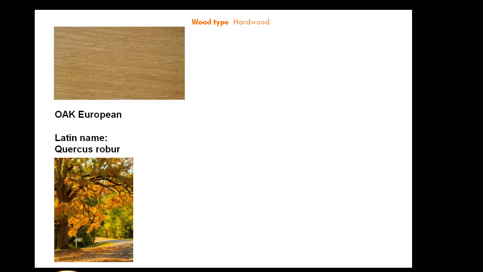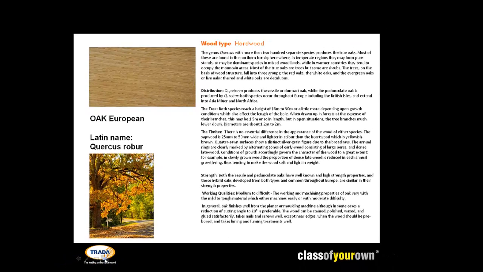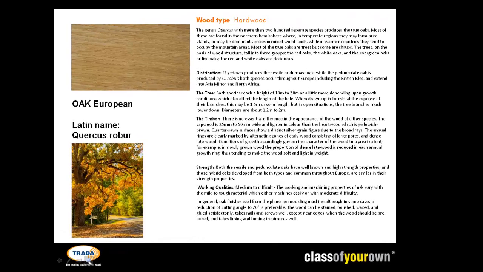On this page we are showing a lot more information and detail which comes from Trada's website. So you can see that we have the European oak, we have its Latin name, which is Quercus rubra, and by reading through the text, you'll get a much better understanding as to how the timber is resourced and where it's used.